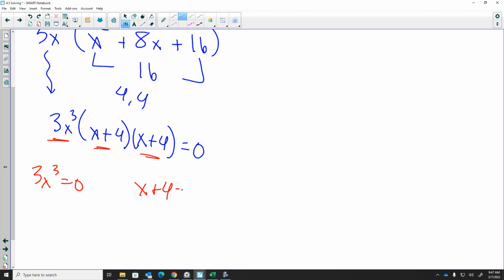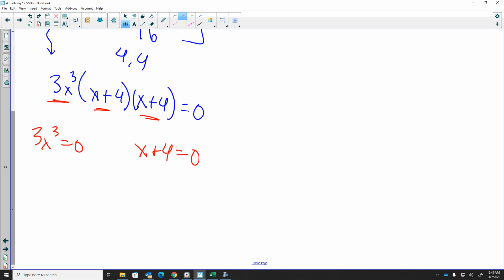Since it's x plus 4 squared, do I have to do that twice? No, it doesn't. It's not going to do anything differently, right? So I don't need to do this twice. You're going to get the same thing either way. So this one's easy. It's -4. This one's a little bit different.